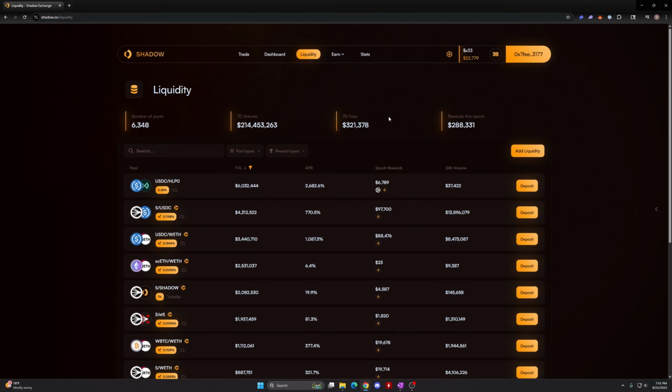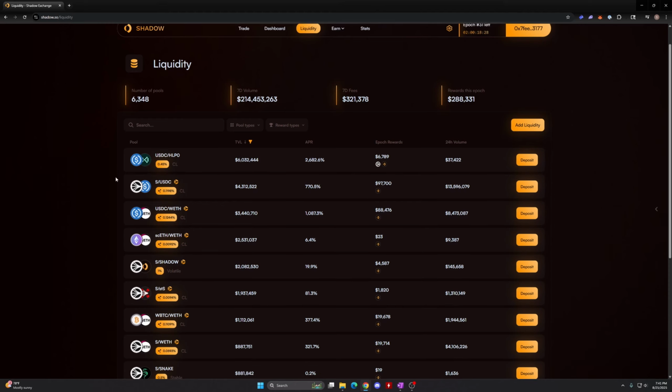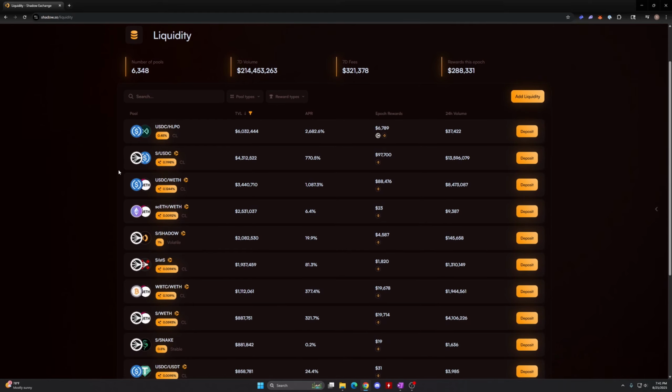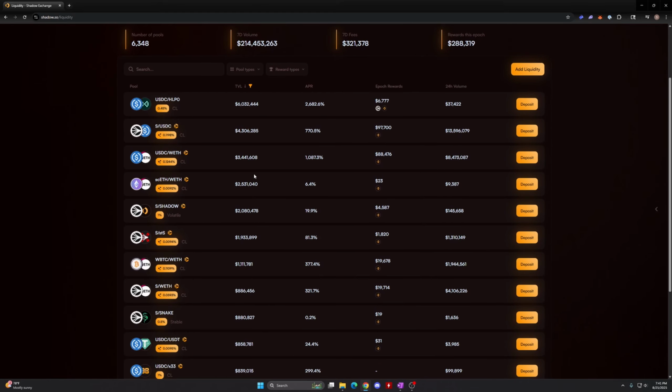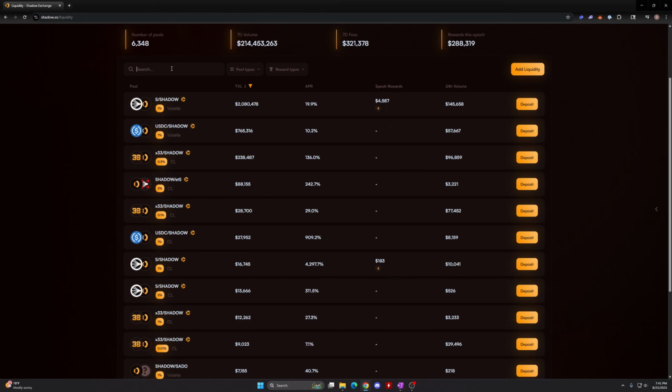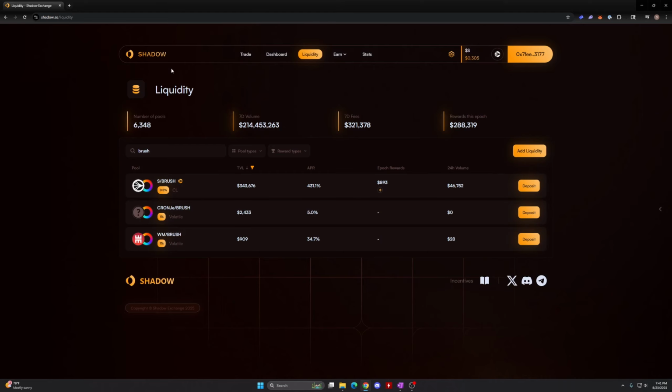Love to see that. And then if we look a little bit lower here, this is where, like I said, we're going to be living out of for today. This is your array of pools. Depending on the assets of your choice and what pool you want to go into, you're going to be looking at here. You can use the search function. You want to provide a little Shadow liquidity, type in Shadow. You want to provide a little Brush liquidity, type in Brush.